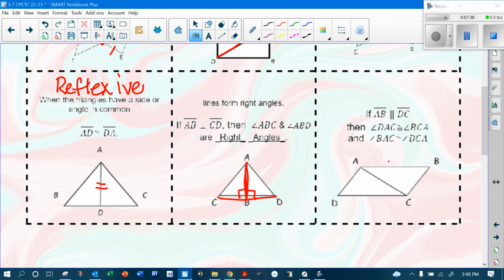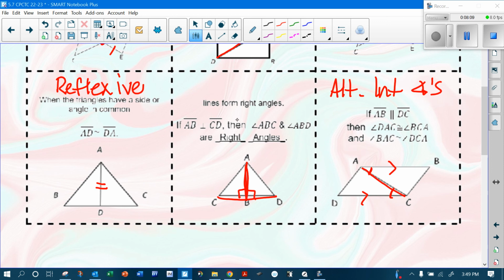Now, if this side is parallel to this side, then they're going to expect you to know that those 2 angles are congruent by alternate interior angles. That's why I told y'all when we did chapter 3 that you need to make sure that you get that so that you know what's congruent. So always look for parallel lines, look for that transversal and the alternate interior angles.